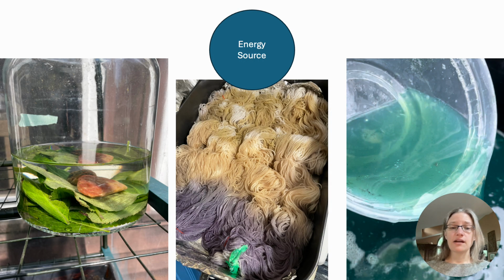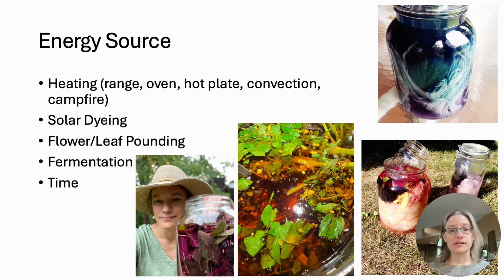For energy source, a lot of the natural dyeing will use a source of heat. So, this can be a traditional source of heat, but we can also think about alternative sources. Solar dyeing would be a big one, letting the sun do the work for us. It might take more time, but especially in an area where we might be shorter on water, etc., this can be a great conservation method.